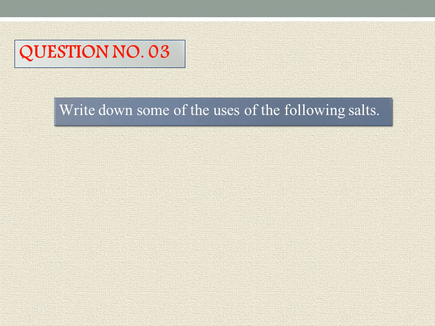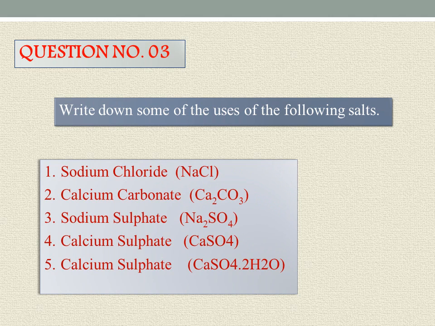Write down some of the uses of the following salts. As we have done with acids, bases and salts in question number 2, today we will write down some of the uses of the following salts. The first one is sodium chloride, the second one is calcium carbonate, the third one is sodium sulfate, the fourth one is calcium sulfate, and the last one is calcium sulfate bihydrate.